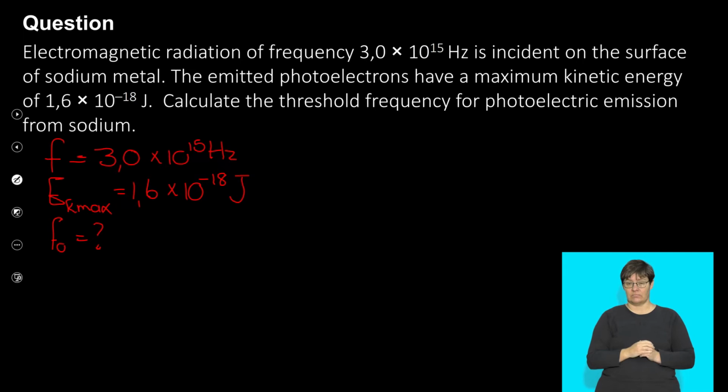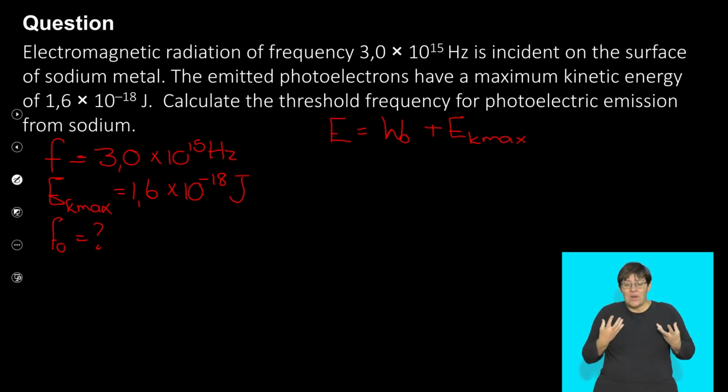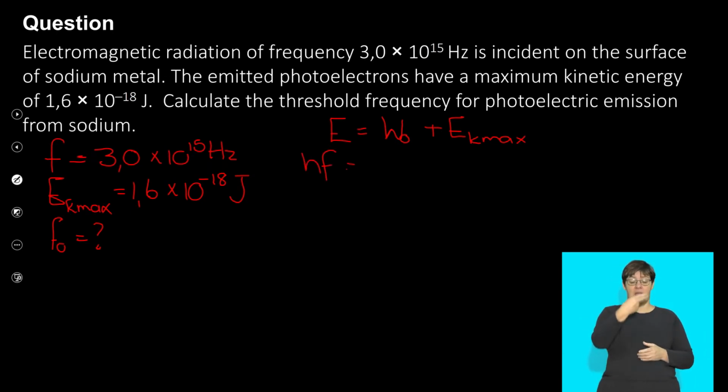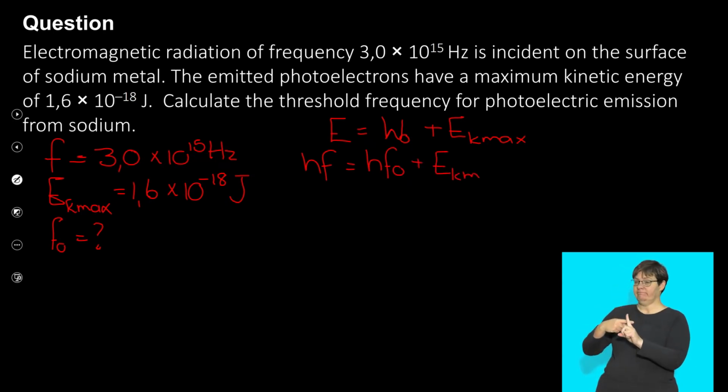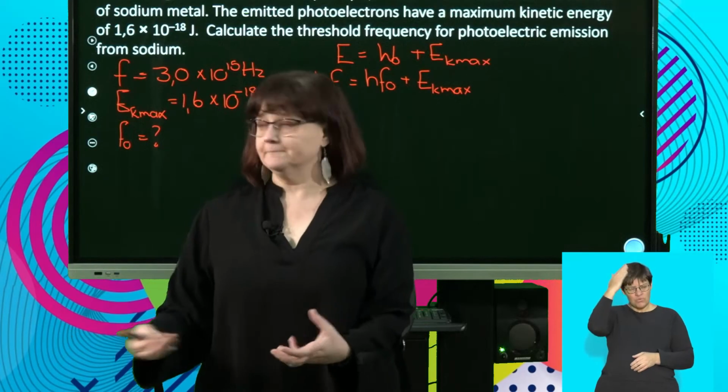So we remember that energy of the photon is work function plus EK max. But we don't have the energy of the photon and we don't have the work function. But we are looking at frequency. So I can use the second version of this equation where HF is HFO plus EK max. I'm not going to write it as a half mv squared because I know the value of EK max. Okay?